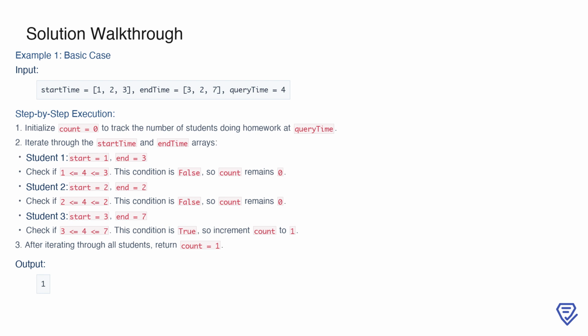Lastly, for the third student, who starts at 3 and ends at 7, query time 4 is within this interval, so we increment count to 1. After iterating through all students, the final count is 1, which we return as the output.